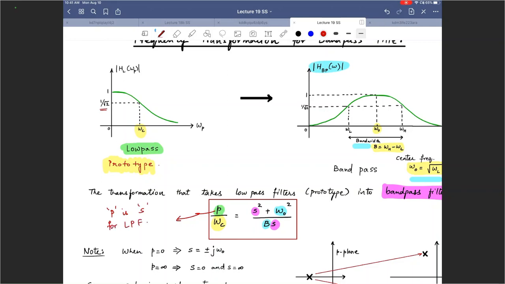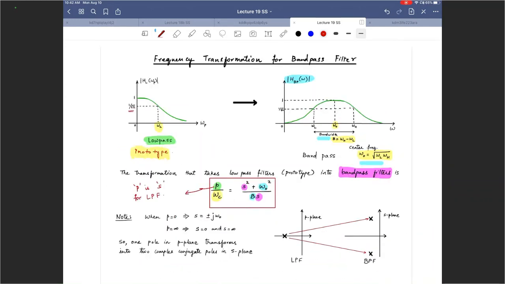Now, because there is one complex variable S, and we need to differentiate between the already designed low pass filter and the desired band pass filter, we need to differentiate which complex variable we use. To differentiate that, we are introducing two letters, P standing for prototype for the low pass filter, S standing for desired band pass filter. But they are both referring to the same complex frequency variable S. So it's the same variable, but we are differentiating them into two here.